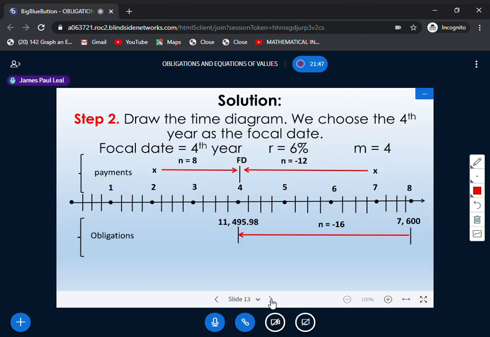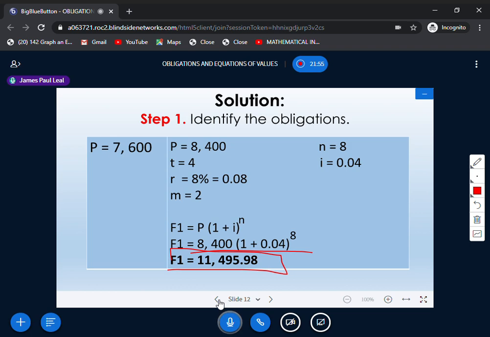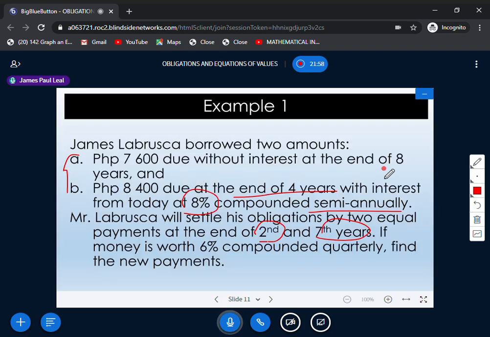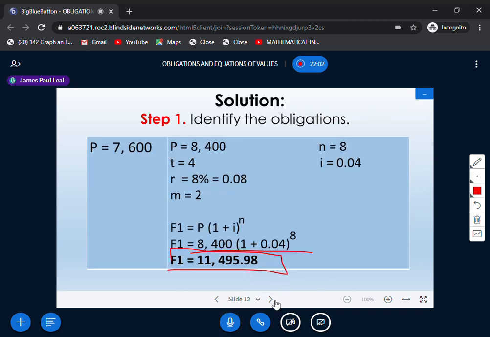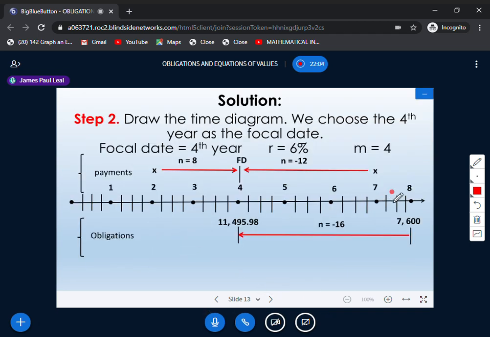Step 2, I want you to draw now the time diagram or the cash flow. So again, how are we going to draw that one? Of course, you should know the years. So this is at the end of 8 years, and the longest is 8 years, since this is 4 years. So let's draw 8 here: 1, 2, 3, 4, 5, 6, 7, 8.